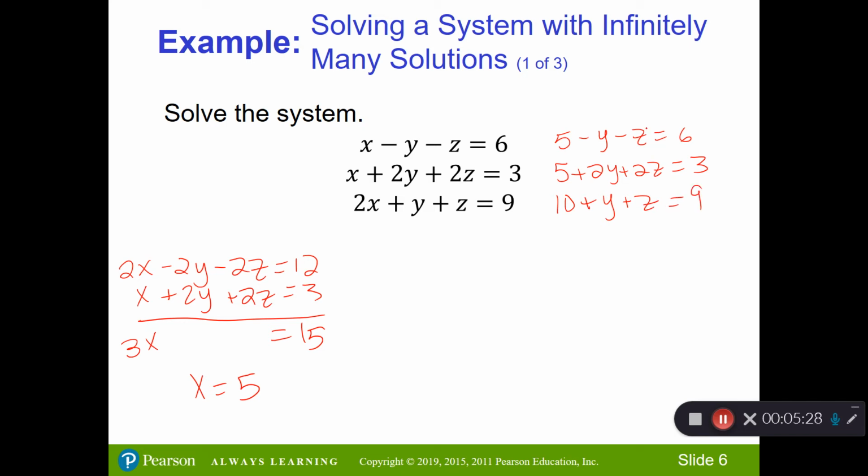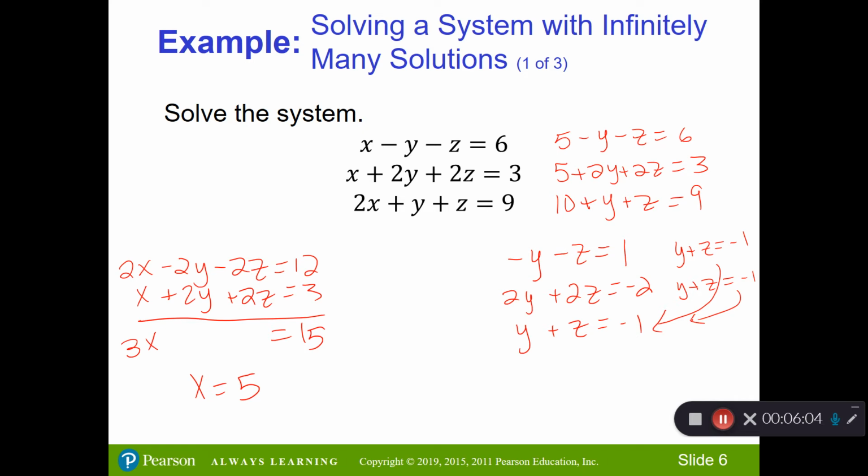Okay, let's subtract the 5's to the other side. So I'd have negative y minus z equals 1 when I subtract 5. Subtracting 5 here, I'd have 2y plus 2z equals negative 2. And then subtracting the 10, I'd have y plus z equals negative 1. Now notice if I multiply this through by negative 1, I would have y plus z equals negative 1. Same equation as down here. If I divide this by 2, I'd have y plus z equals negative 1. Same equation as down here.